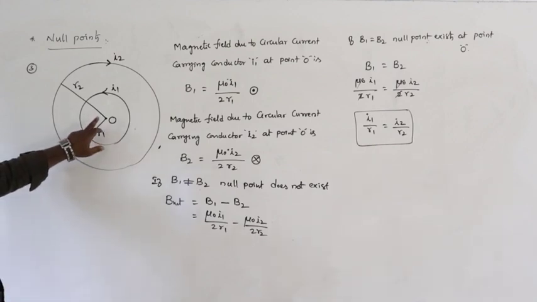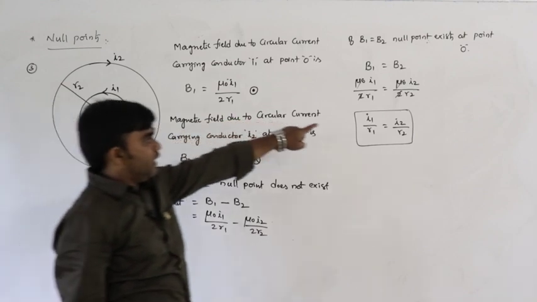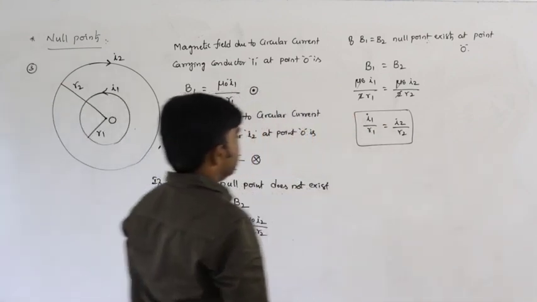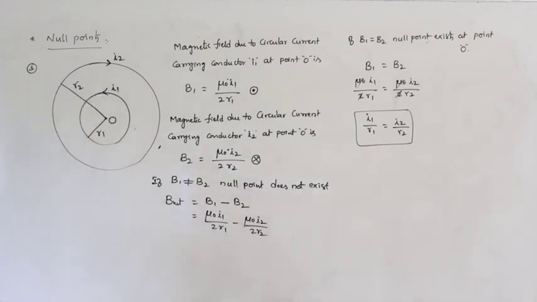What is the condition for the existence of null point at the point O? That is I1 by R1 is equal to I2 by R2. This is one more condition of the null point here.